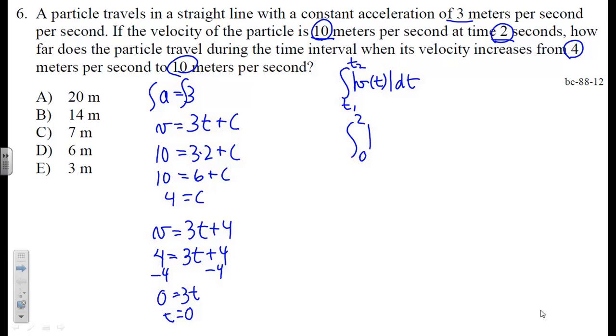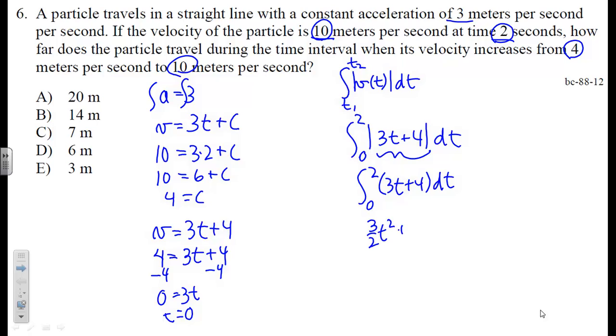So now we have the absolute value of the velocity, which is 3t plus 4 dt. Now, on this interval, this expression is always positive. So this is from 0 to 2 of 3t plus 4 dt. Let's take the antiderivative, 3 over 2 t squared plus 4t, as evaluated from 0 to 2.